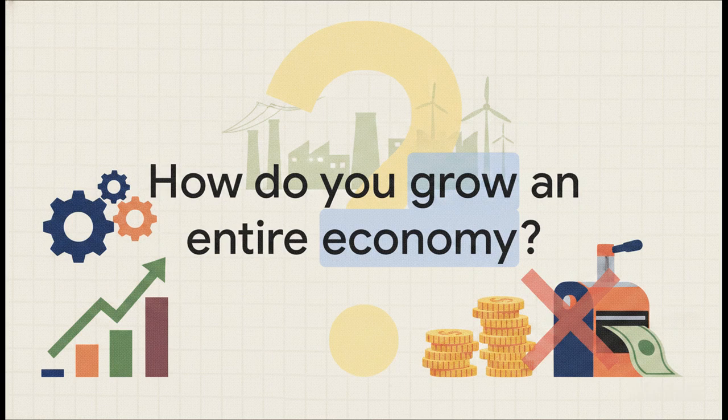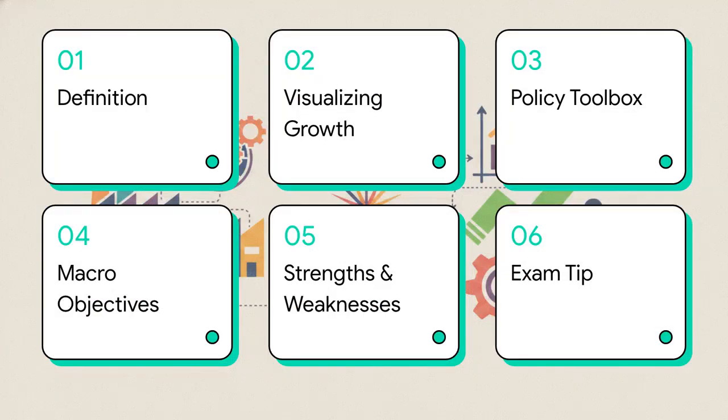of producing. To answer how they do that, we've got a really clear roadmap today: defining supply-side policies, visualizing economic growth, opening up the policy toolbox, hitting those big macroeconomic objectives, weighing the strengths and weaknesses, and wrapping it all up with a crucial exam tip.